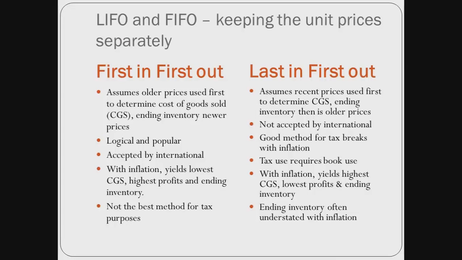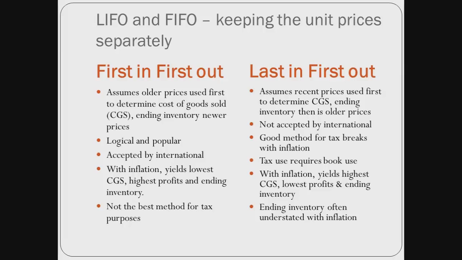This is usually going to yield you the lowest cost of goods sold and the highest profits on the income statement, and also the highest ending inventory on the balance sheet. This method is logical, it's popular, and it's acceptable by the international group. So it's a very highly used method, and it's logical because often companies try to rotate and sell the older units first. But it's not the best method for tax purposes. It's not going to give you the lowest tax bill if there are inflationary times.